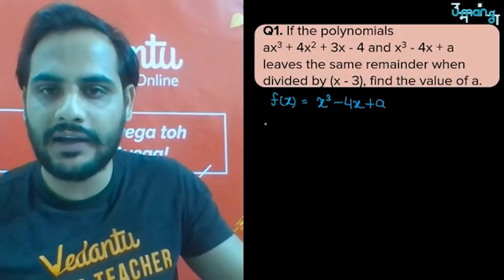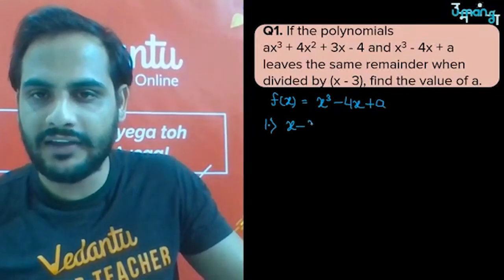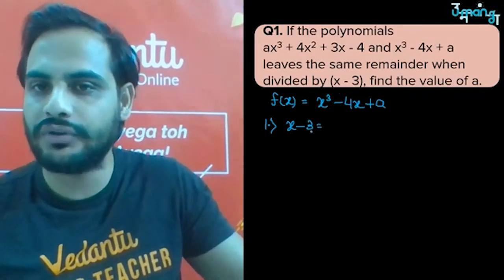So for the remainder, the first step is to make the divisor, which is x minus 3 only, dividing both, equal to 0.